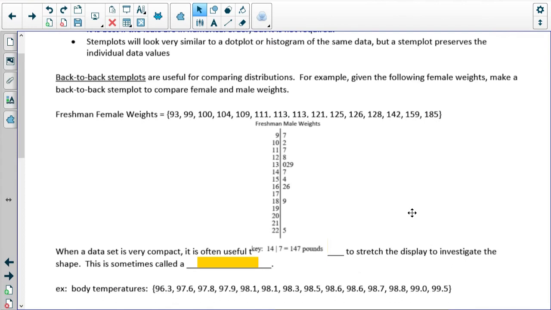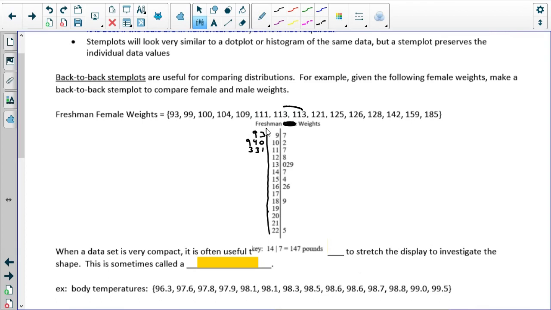So the freshman male weights and put them back to back with female weights. And so then we can kind of see what's happening. So freshman weights, I have males on the right and I have females on the left. So 93 and 99, 100, 104, 109, 111, 113, 113.